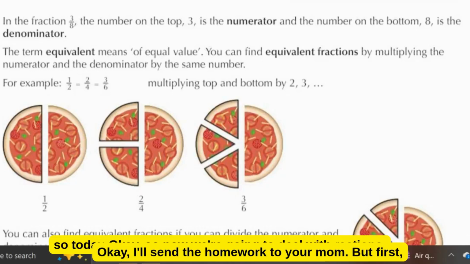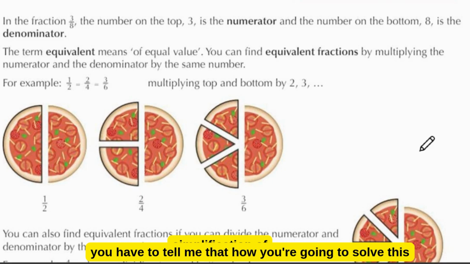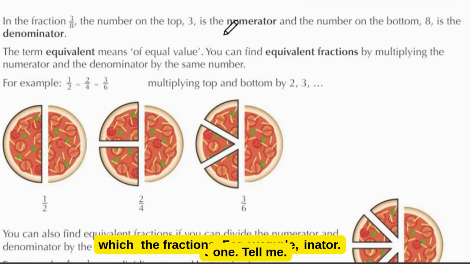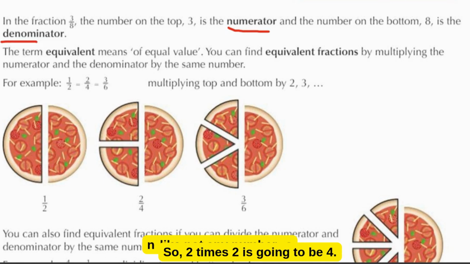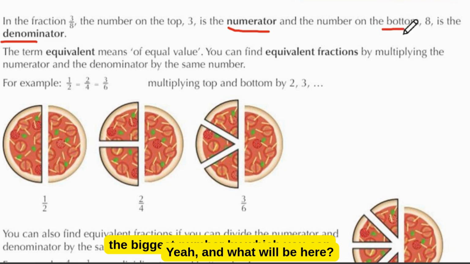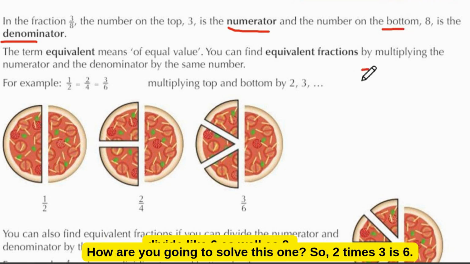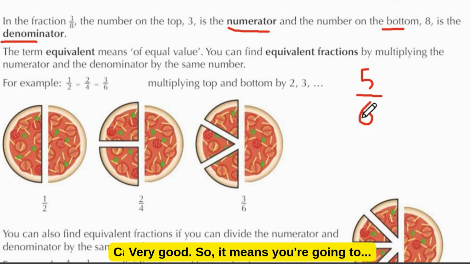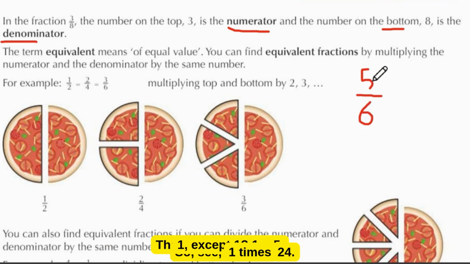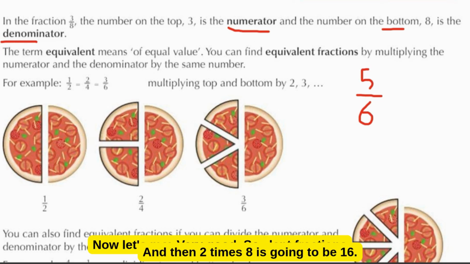Okay, so today we're going to learn about equivalent fractions. For this, you should know the first thing, which is the numerator and the denominator. The number on the top of a fraction is the numerator and the number on the bottom is the denominator. For example, 5 by 6. Can you tell me which one is the numerator? The numerator is 5. And which one is the denominator? 6. Very good.